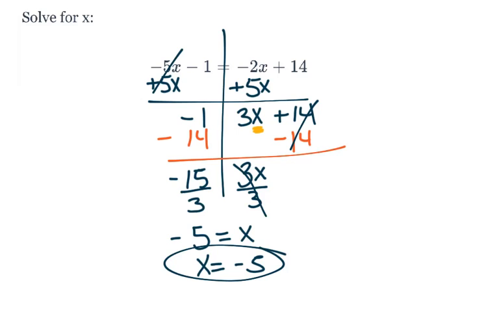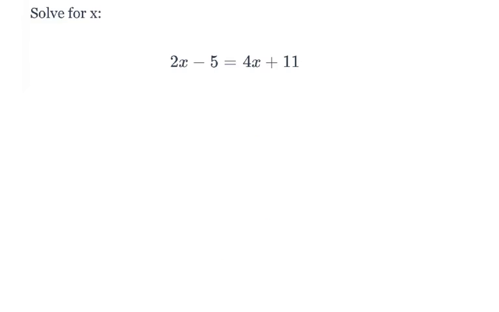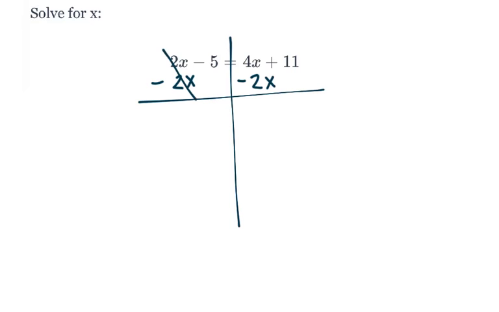So let's do another one. All right. 2x minus 5 equals 4x plus 11. We don't have to distribute anything. We don't have to combine anything on the same side. So let's go ahead and move our variables. Pick the smaller variable. That's 2x is smaller, so we're going to move that to the other side. Subtract 2x. Okay, so it cancels out here.